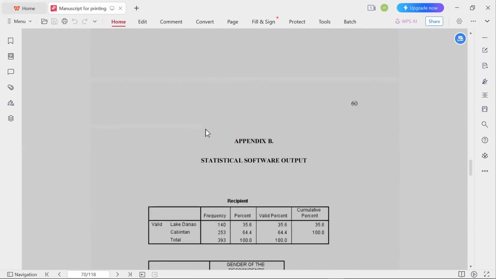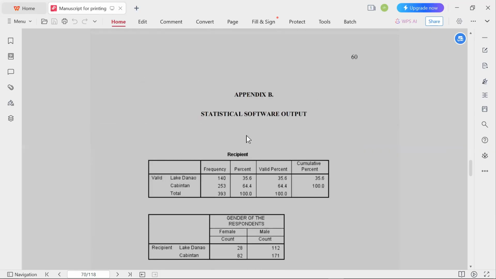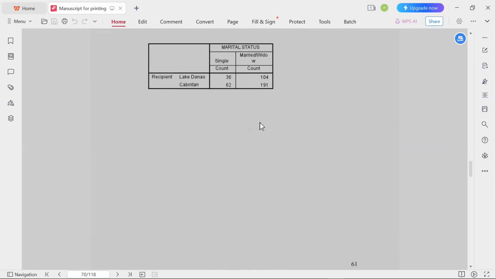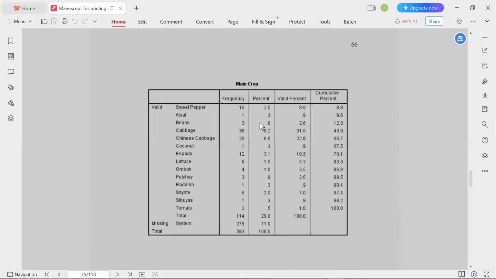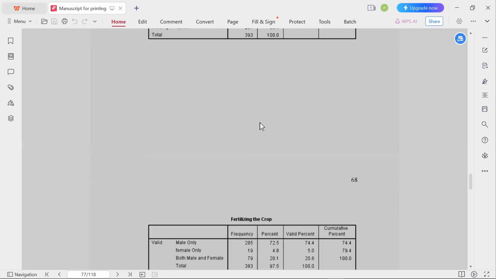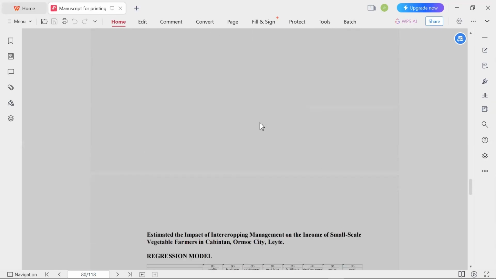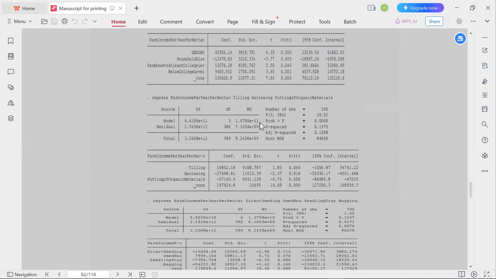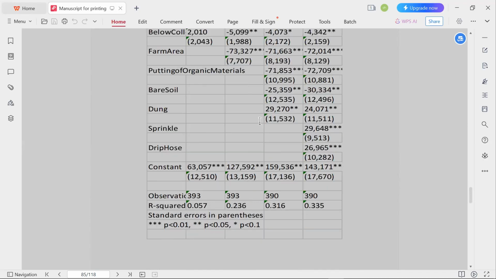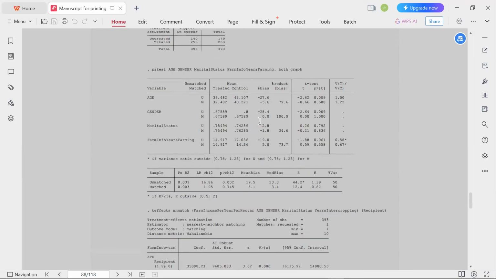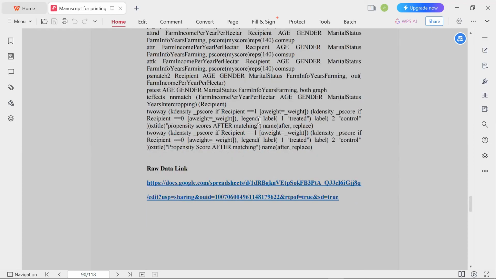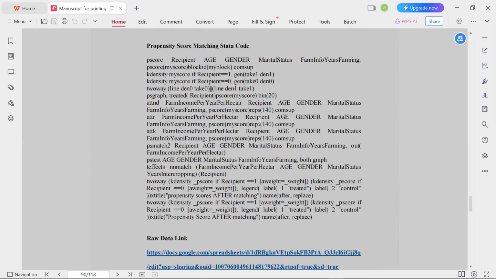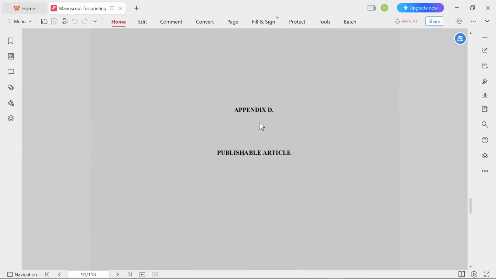And then Appendix B is the statistical software output. So I put here the statistical software output. What else? If you have a letter, you can put it also here because it would be useful for the future researcher. So the statistical output, and we also have the statistical software codes and links for future researchers who want to use my study, and for me also. And this one is for the publishable article.